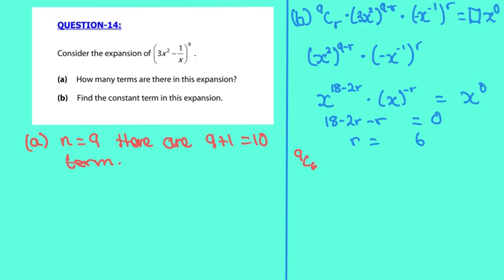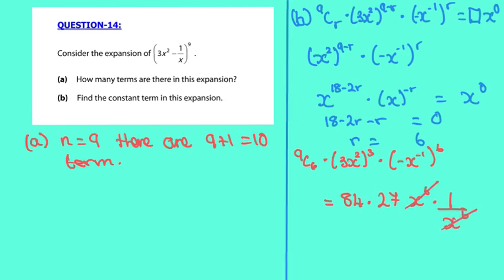Substitute back in for r, giving us 9 choose 6, 3x squared to the 9 minus 6, which is 3, minus x to the minus 1 to the power of 6, which when expanded gives us 84 times 27 x to the power of 6 times 1 over x to the power of 6. They cancel out, giving us a constant term of 2268.